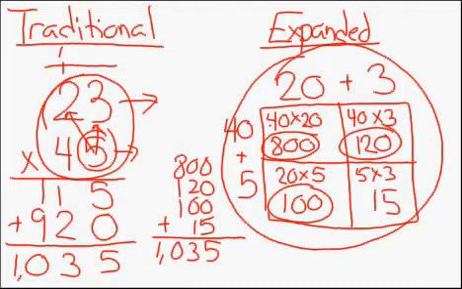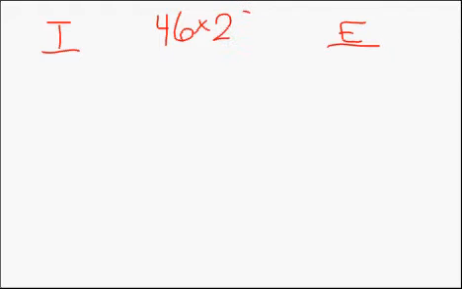All right, let's check on another problem. And again, let's try it in two different ways. Let's try the regular way, traditional way, and the expanded way. So here's our problem. Let's do 46 times 29. Do this along with me. As I do this, then you do this.